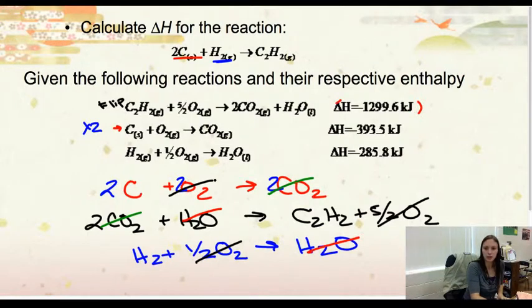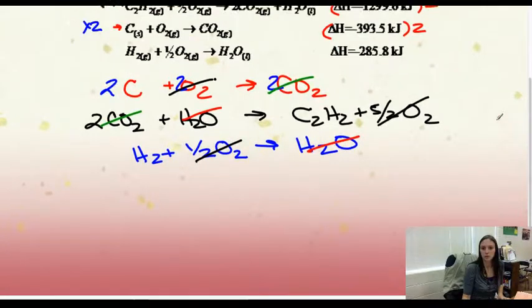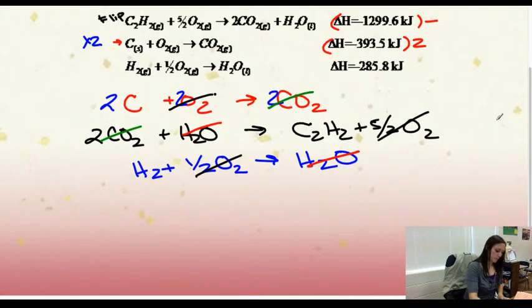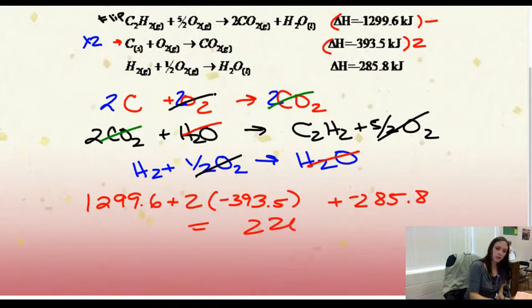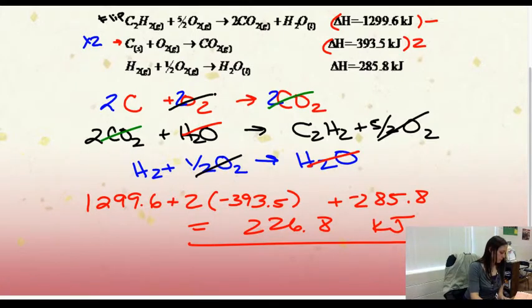So I look now at everything I did. This flipped, so I have to make this a negative. And this gets to be times 2. And then I add it all up, which will be a positive 1299.6 plus 2 times negative 393.5 plus negative 285.8, which should give me an overall of 226.8 kilojoules for that particular reaction. Go ahead and try the last one.